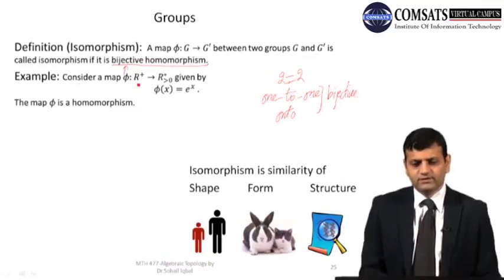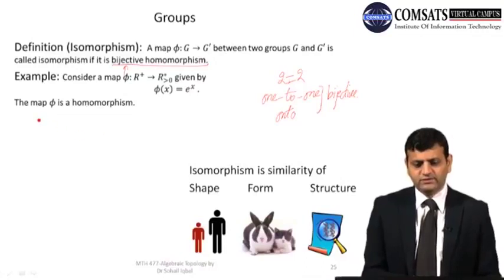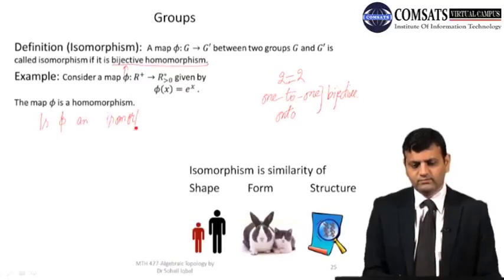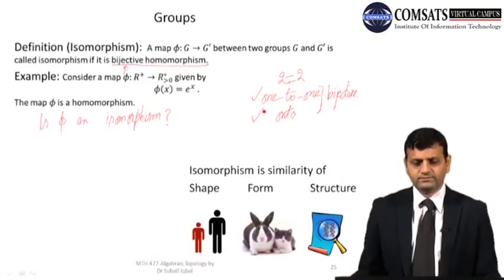So let's consider an example, phi from R to R positive. We have seen that R is a group under addition, and this R positive is the set of all positive real numbers under multiplication. So let's define this map phi of x is equal to e raised to the power x. Then this phi is basically a homomorphism. This is an exercise for you to check whether phi is an isomorphism. Basically you just need to check whether it is one-to-one or not, and whether it is onto or not.